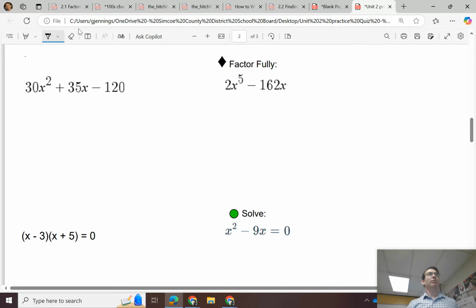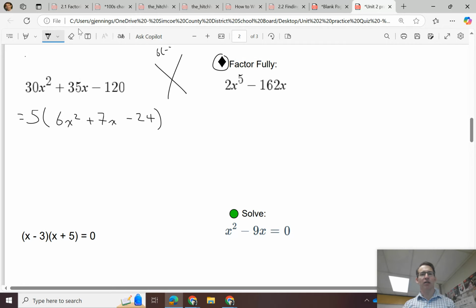Here I have a common factor. My common factor is 5. I would multiply 5 by 6x squared plus 7x minus 24 if I wanted to recreate that line above. And now I have a very fancy x game to play. Of course, it's black diamond. I want to multiply to 6 times minus 24, which happens to be negative 144, and add to 7.